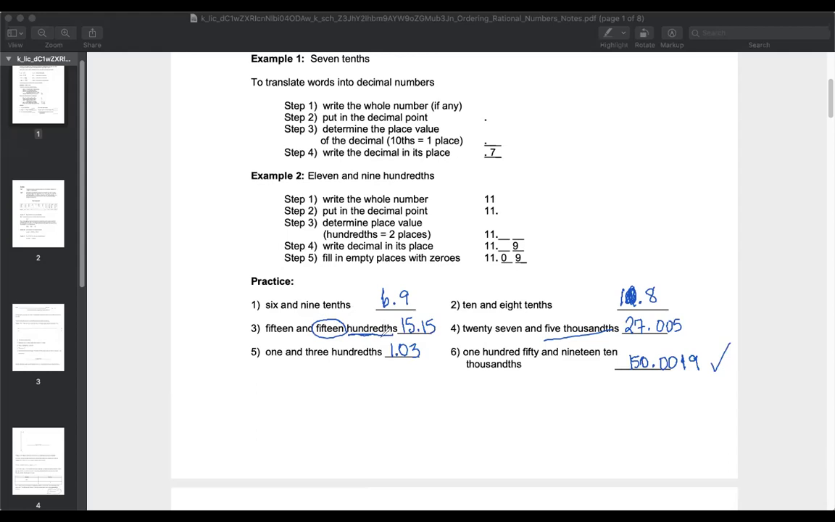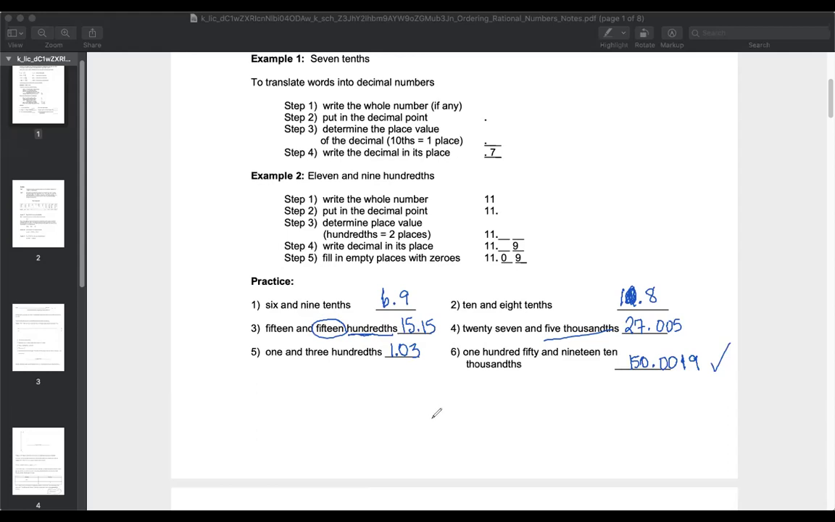Okay. You look for the place, put the last number of that number that's being said in that place, and then fill in whatever other number you need to make that work. So it's 15 hundredths. That 5 needs to be in the hundredths place, and the 1 needs to be right before it. So that's how that works. All right.